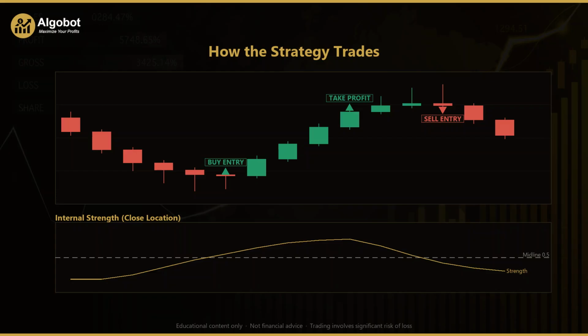By the 12th candle, price prints its highest high of the sequence. Yet that candle closes weak, down near its low, below the midline. Price up, strength down, bearish divergence at a top.